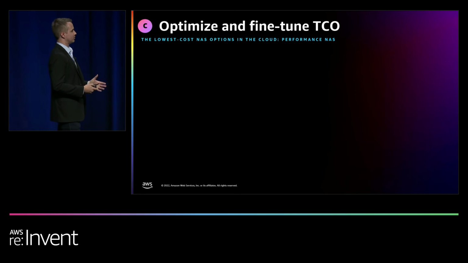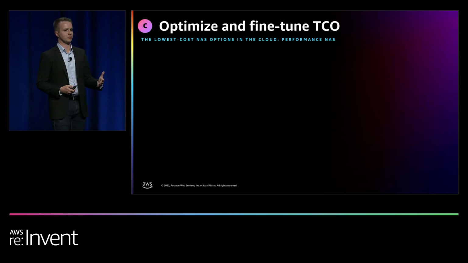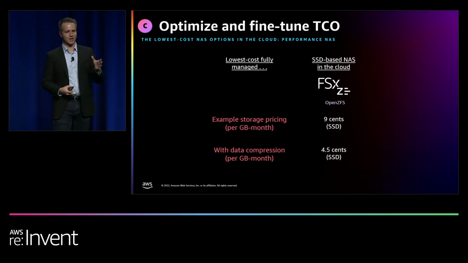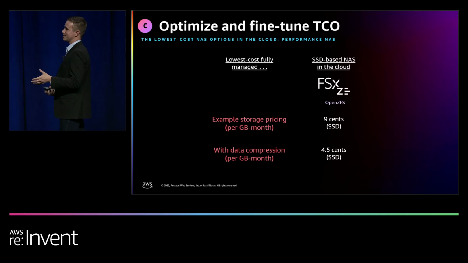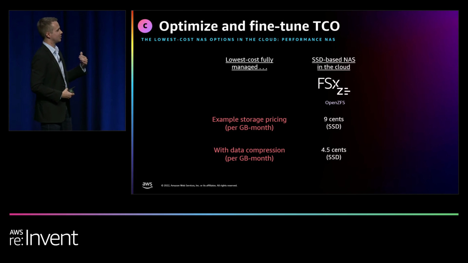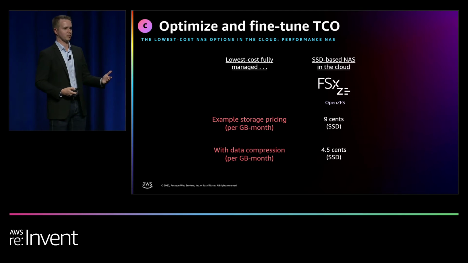On the performance front, we talked about OpenZFS being really cost optimized for high performance workloads. OpenZFS delivers SSD storage at 9 cents and also supports data compression, making it the cheapest SSD NAS in the cloud. And all this is important for us to make sure that as customers are able to migrate to the cloud, they can achieve cost savings, not just maintain their current costs, but actually reduce costs relative to what they were paying on-prem.